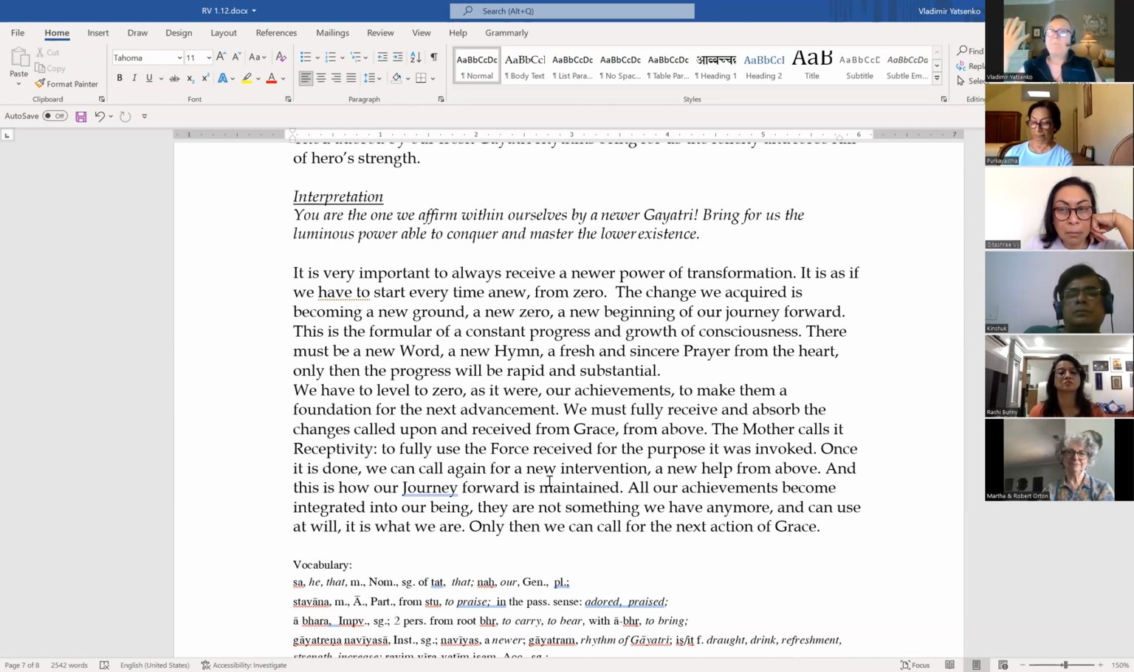When we invoke something, some change, the grace answers. And this grace has to be received and applied for that change. So it means that it has to work itself out, as it were. And once it is worked out, we need to call for a new grace. Once it is done, we can call again for a new intervention, a new help from above. And this is how our journey forward is maintained. All our achievements become integrated into our being. They are not something we have anymore and can use at will. It is what we are already. It becomes us, as it were.